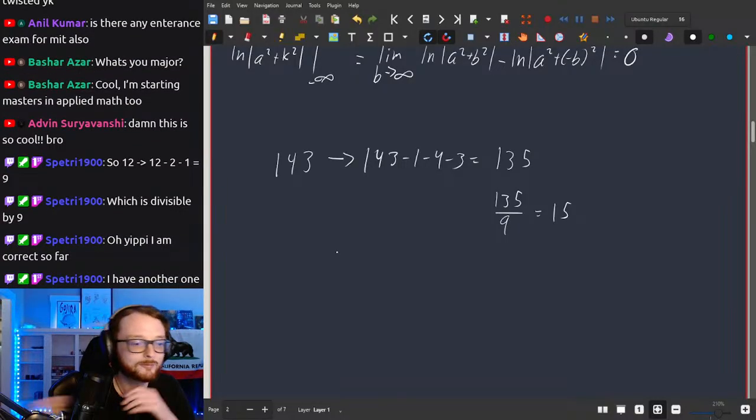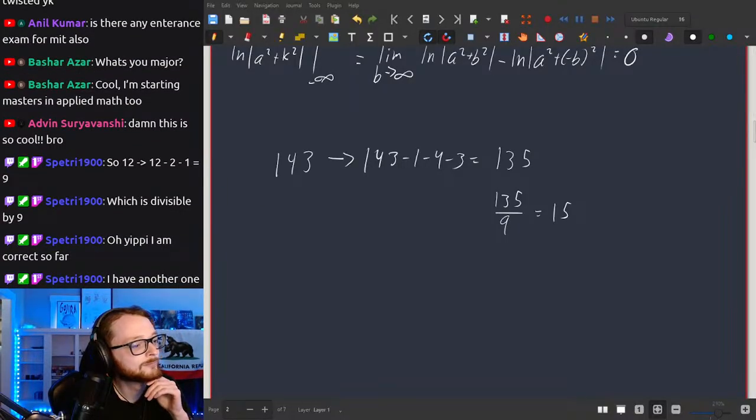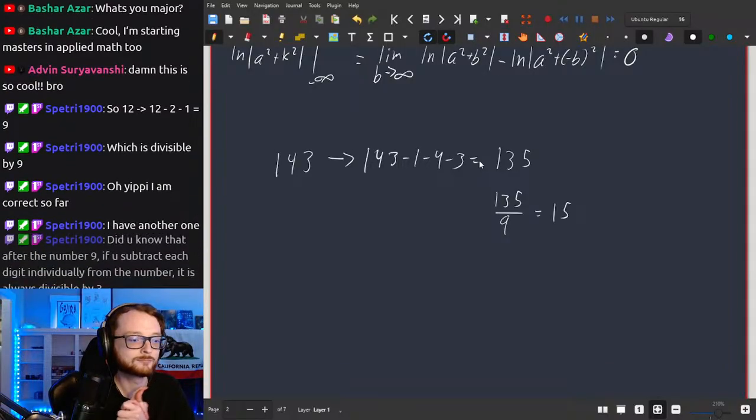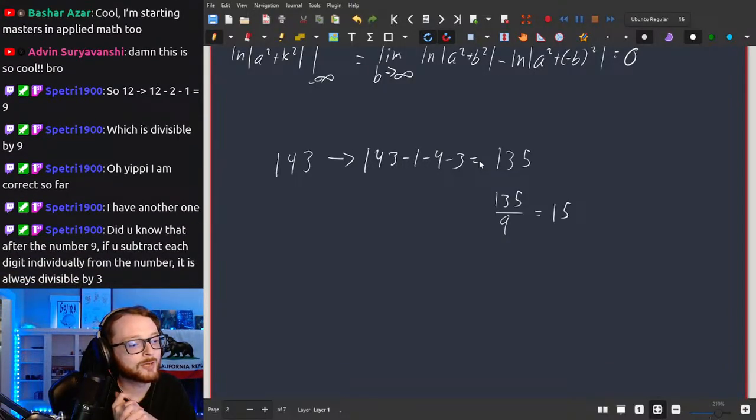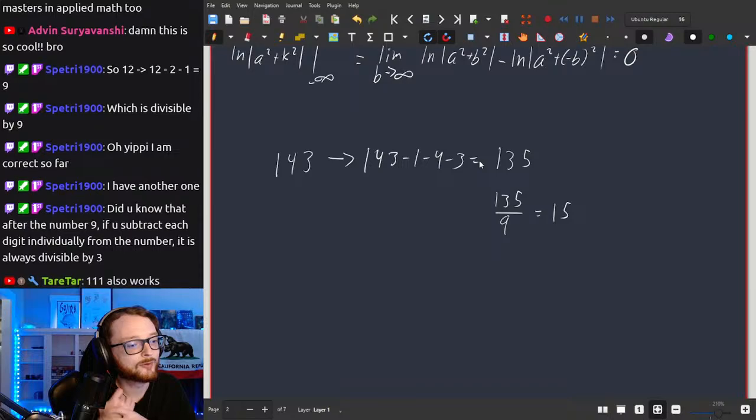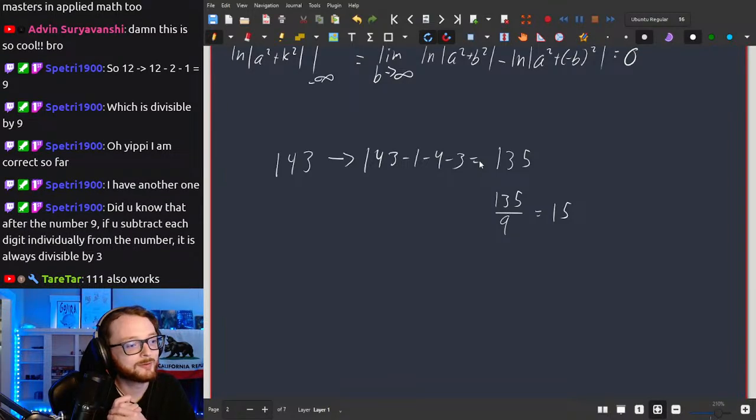You have another one? Hit me with it. After number 9, subtract each digit individually from the number, it is always divisible by 3. Well, yeah, if it's divisible by 9, it has to be divisible by 3.